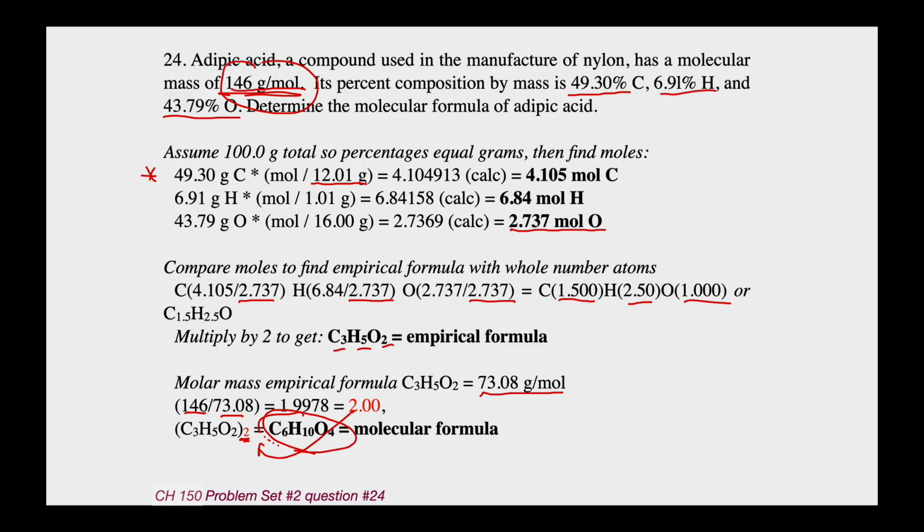So again, to backtrack our steps, percentages to grams, grams to moles, compare the moles to find the empirical formula. And once you have the empirical formula, find the molar mass of the empirical formula, compare it to the molar mass of the whole compound. That's what's going to allow you to find the molecular formula.